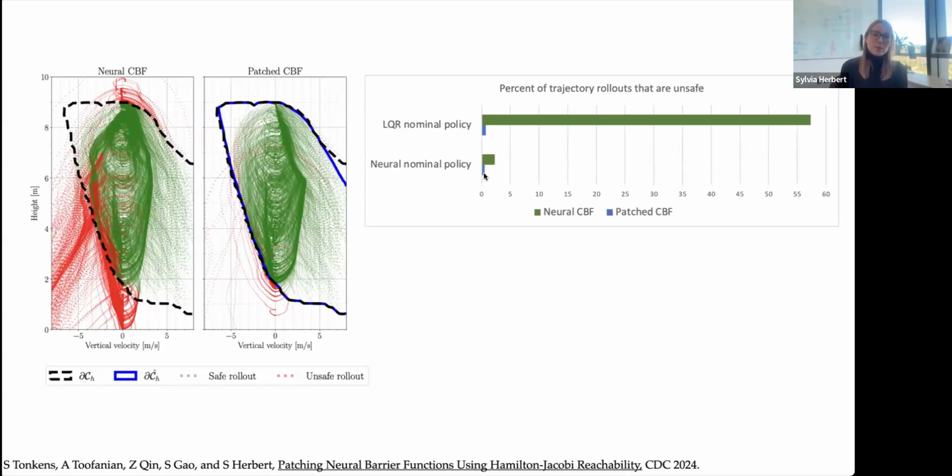Ours does better, but both methods do pretty well, and they have less than 5% unsafe trajectories. However, if you use the neural control barrier function with a different performance control policy, so something that's different than the one that it was trained on, even just LQR, then the percent of trajectory rollouts that are unsafe was over half of them compared to ours.